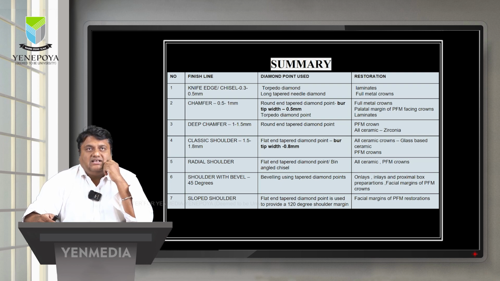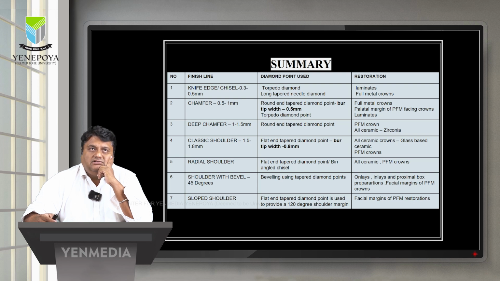Then you have what is called a classic shoulder, that is 1.5 to 1.8 mm width. A flat end tapered diamond point, the tip width is 0.8 mm. Again used in all ceramic crowns, especially glass based ceramics, and PFM crowns. Radial shoulder, flat and tapered diamond point, and then you use a biangle chisel or end cutting diamond points to round off the internal line angle. So again, where do you use it? In all ceramic crowns, posterior or PFM crowns.